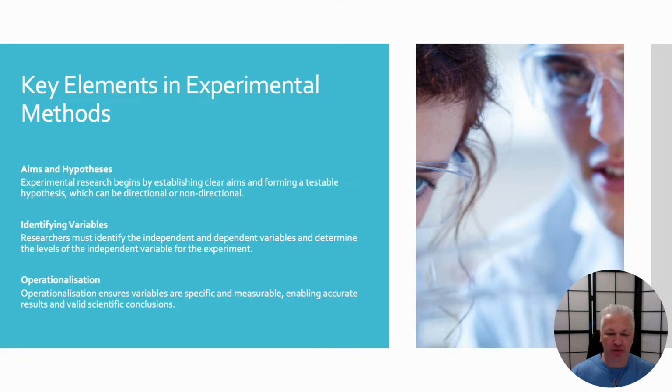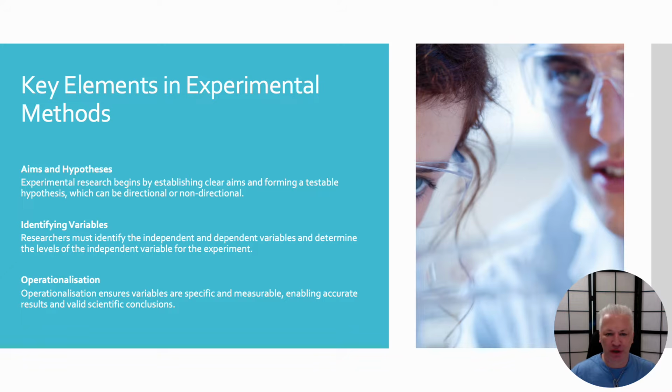Hypotheses. A hypothesis is a testable statement about the relationship between variables. It states what the researcher expects to find, and there are two main types. One-tailed or directional predicts the effect. So, for example, participants who are sleep deprived will recall fewer words than participants who are not sleep deprived.